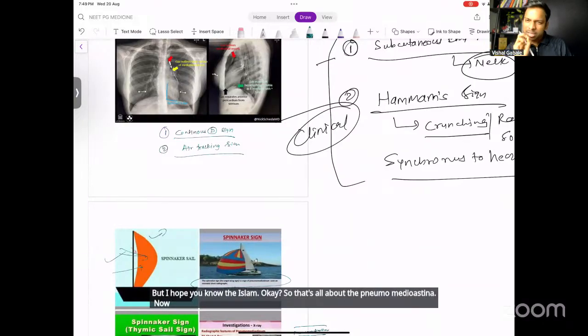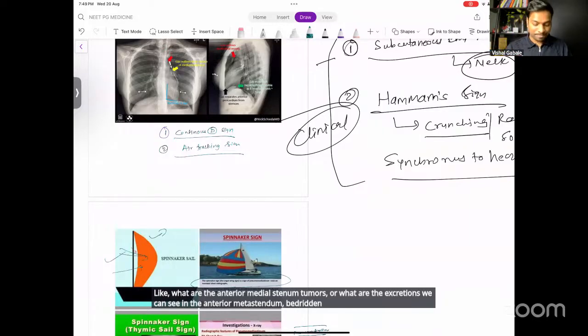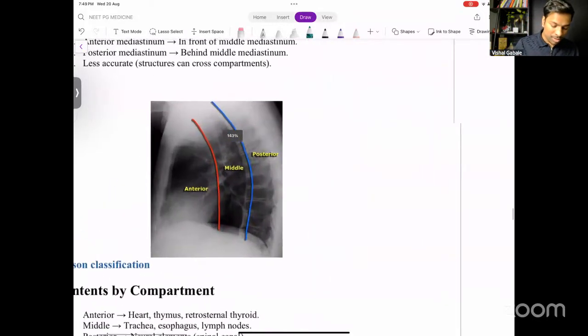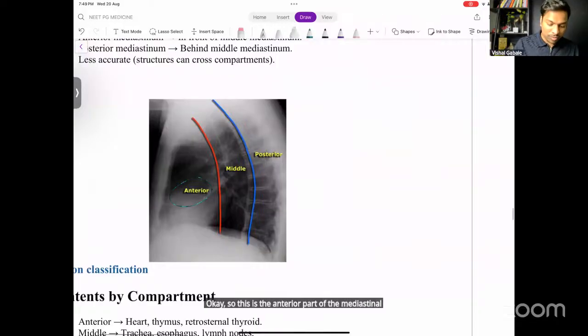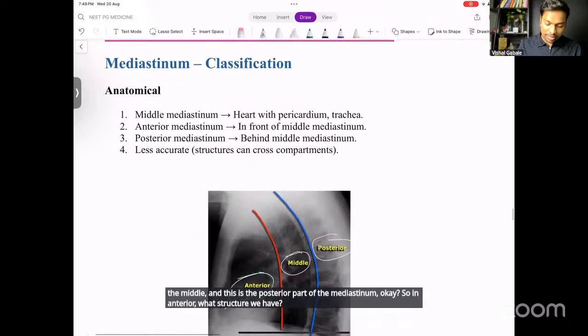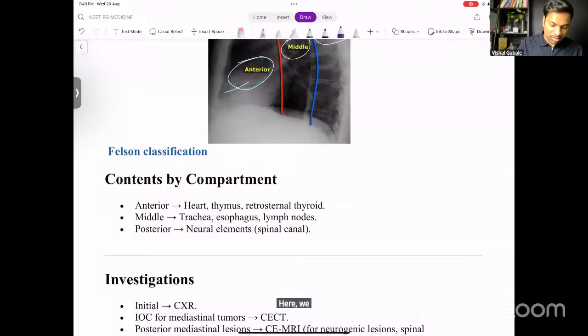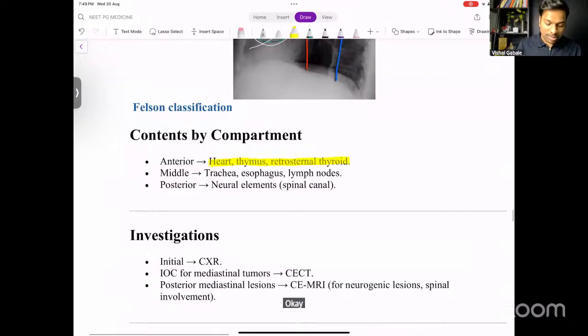Now let's quickly see the mediastinum: what are the anterior mediastinum tumors, and what X-ray changes we can see in the anterior, middle, and posterior mediastinum. So this is the anterior part of the mediastinum, this is the middle, and this is the posterior part. In the anterior, obviously in front, what structures do we have? In the anterior, we have the heart, thymus, and retrosternal thyroid.